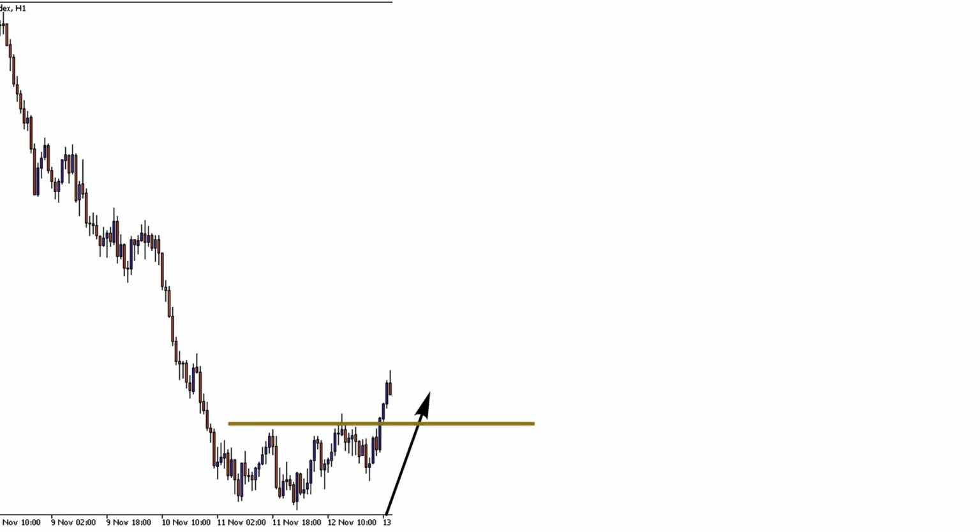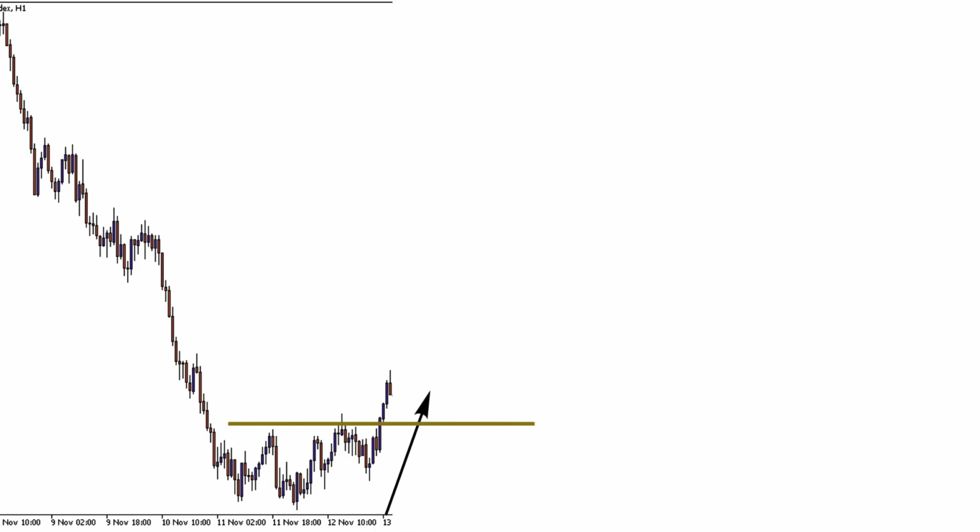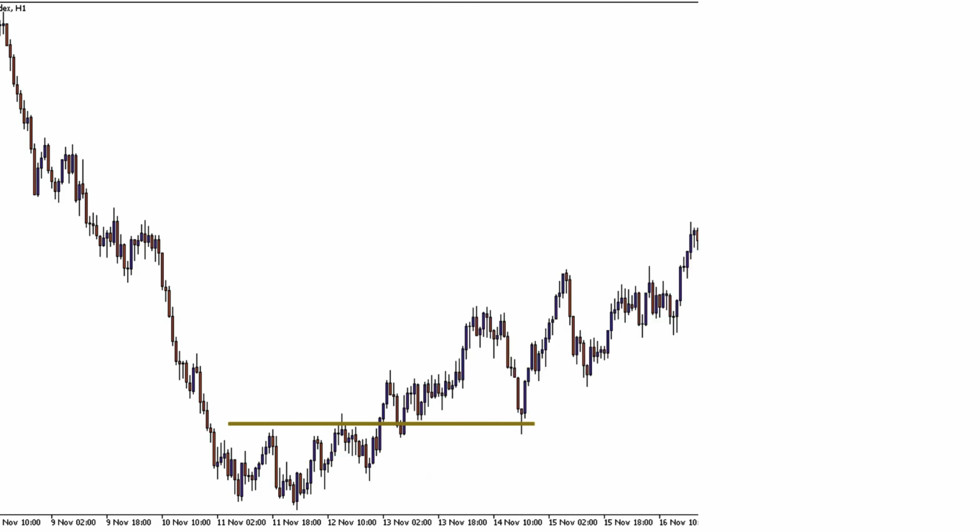What does that mean? A market structure shift is represented by a level on the chart where the previous trend is broken. That means the downtrend structure has to be broken upward to create a high price level that is higher than the previous high. A return to this level is a signal to enter a buy position. You should buy from here to the next high or top of the price chart.